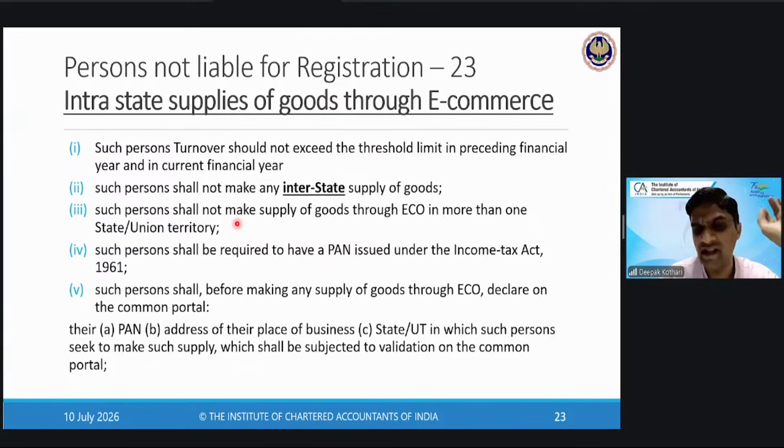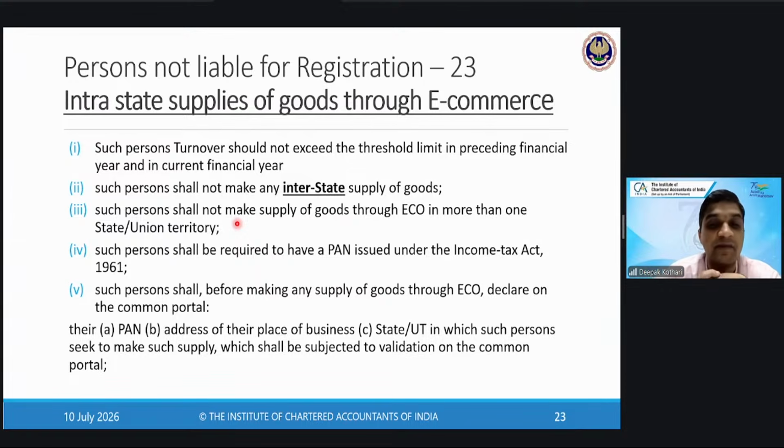Such person should not exceed the threshold limit in the preceding financial year, and shall not make any interstate supply. That is, if you're making supplies through e-commerce and you don't want to take registration, then you should make only intrastate supply. They should not make any interstate supply. A person should not make supply of goods through an e-commerce operator in more than one state.